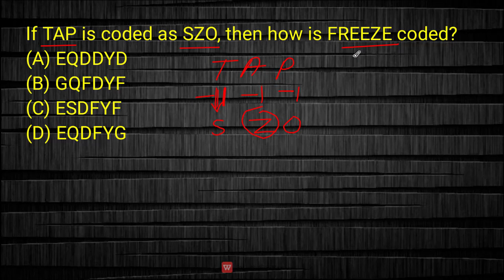So in that way we also have to find the relation with FREEZE. Here minus 1 from F is E, from R is Q, from E, D, then again E gives D, before Z there is Y, and before E there is D. So you have to find the option E, Q, D, D, Y, D. So A is the correct answer.